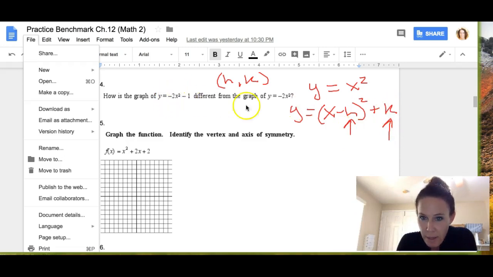Now looking at this, you would have an a value here too, and that's fine. Looking at this, there's nothing inside the parentheses that's getting squared. So I'm not shifting left or right. That's always your x value, shifting left or right. And it's always the opposite. When you shift graphs, it's the opposite on the inside, and then the outside is your up and down. And that is a direct shift. So if you look at this, how is this different from this? Well, they're the same exact graph, except for this one, I shift my k value down 1. So I'm going to shift down 1.